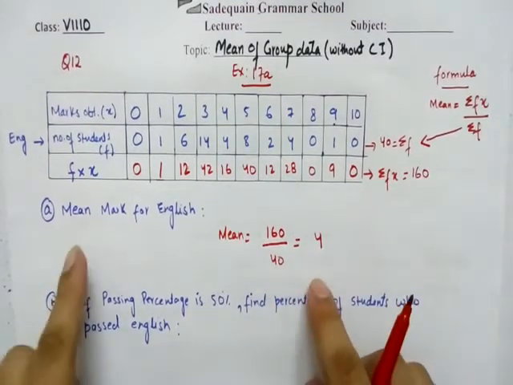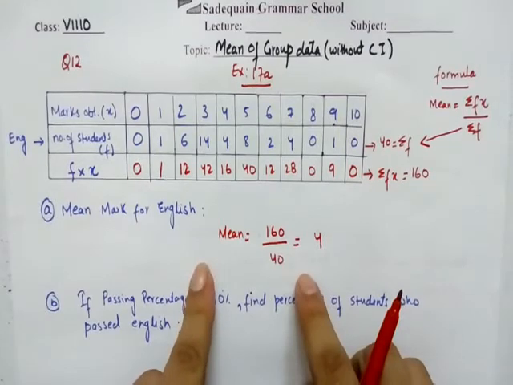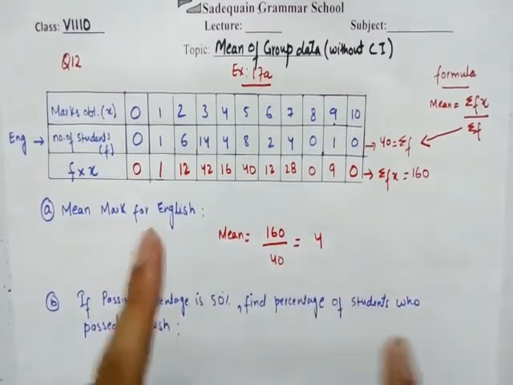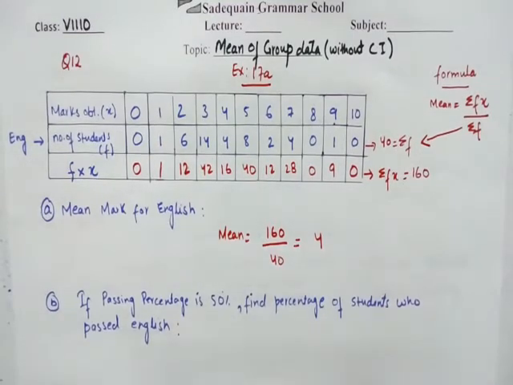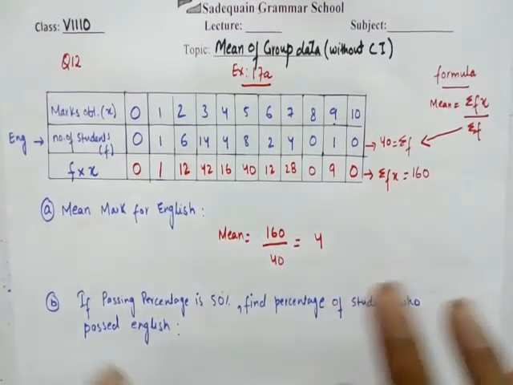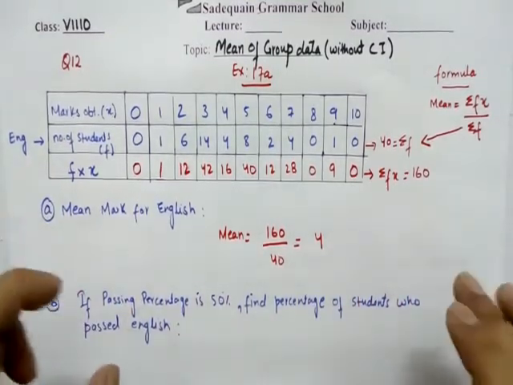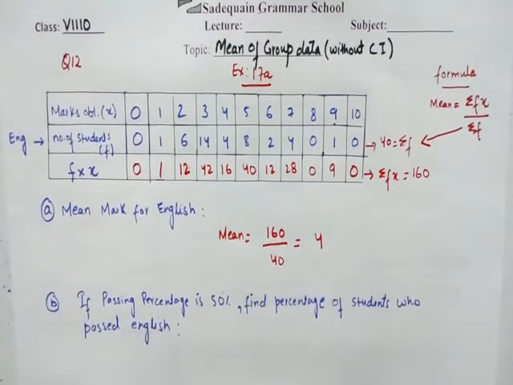So I have calculated the mean mark for English, but in the question they are also asking for the mean mark for mathematics, and that is your home task. You will completely make a data table like I did, and you will find the mean mark of mathematics.